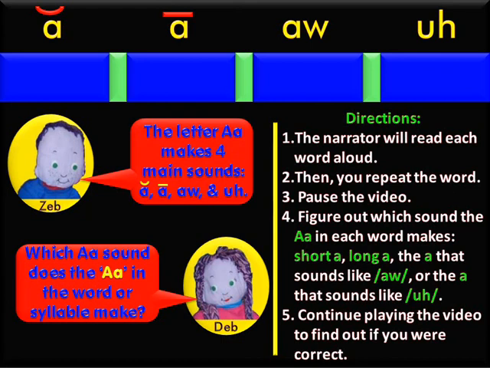Zeb said, "This is how this show will work. The letter A makes 4 main sounds." Deb said, "That's right. Now you're going to see a series of 12 words. With each word, you're going to decide which A sound the A in that particular word or syllable makes."